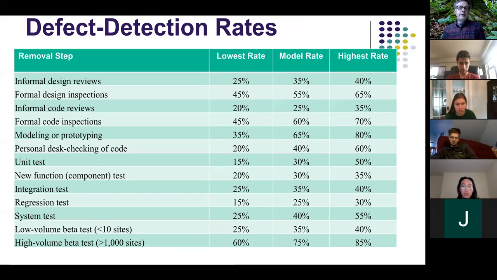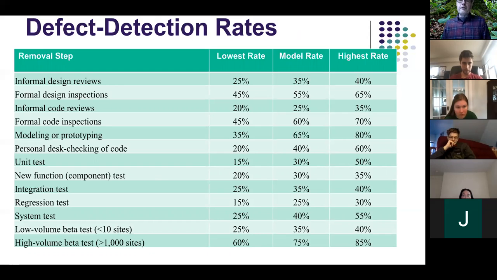In fact, here's a very interesting table. Now, what this is all about: on the left, the removal step is a mechanism that you use to try to remove defects. This is part of a study, and they found the lowest rate of finding defects of each, the modal rate, and the highest rate. So what this is all about is how effective each of these methods is.